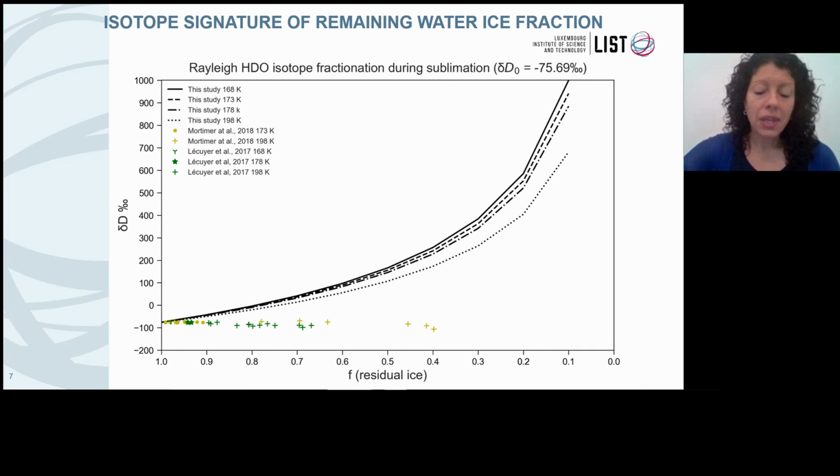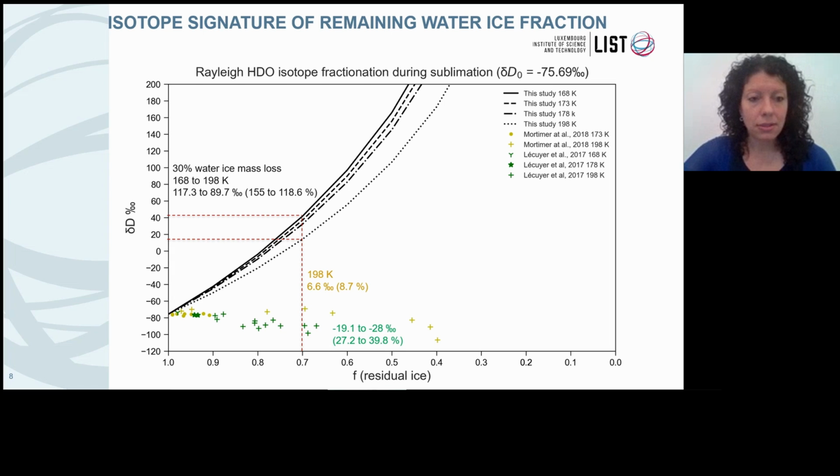If we zoom in, we can see that for 30% of water ice mass loss in our model, depending on the temperature, we expect an enrichment in the isotope signature from 117 to 89 per mil in absolute value, for an initial isotope signature of the ice of around minus 76 per mil. It would represent 155 to 118% of change in the value.